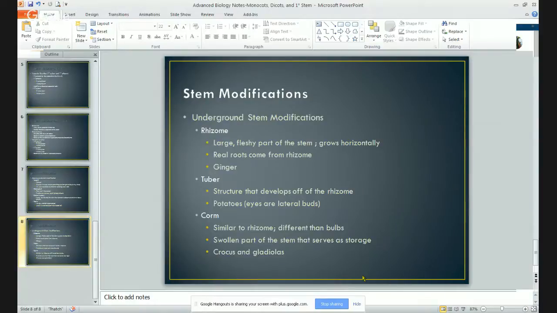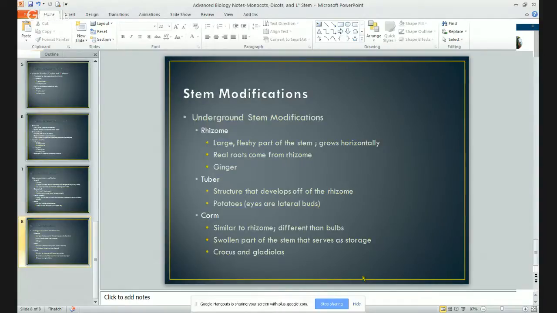A rhizome is going to be a large, fleshy, horizontal part of the stem that grows underneath. From that, you can get roots. It's not actually a root, though. There's ginger, we call it ginger root, but it's technically not a root. It's part of the stem. So I've drawn you that growth, that mass that's underneath the ground, and then you've got the real roots coming out from that.